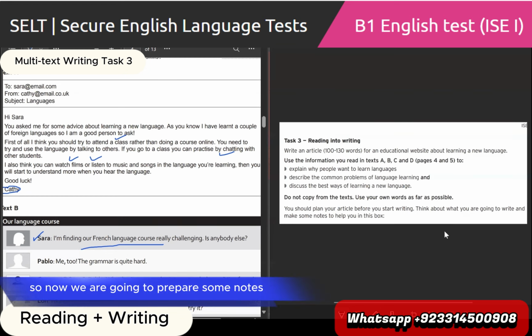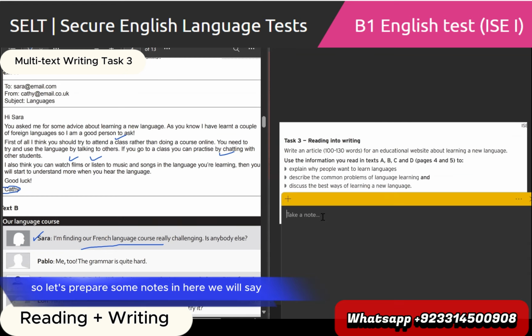So now we are going to prepare some notes. So let's prepare some notes in here. We will say, firstly, I want to explain why people want to learn languages. Okay, this is point one. After that, we write a semicolon. Then we move to our second point here. What is our second point, please?